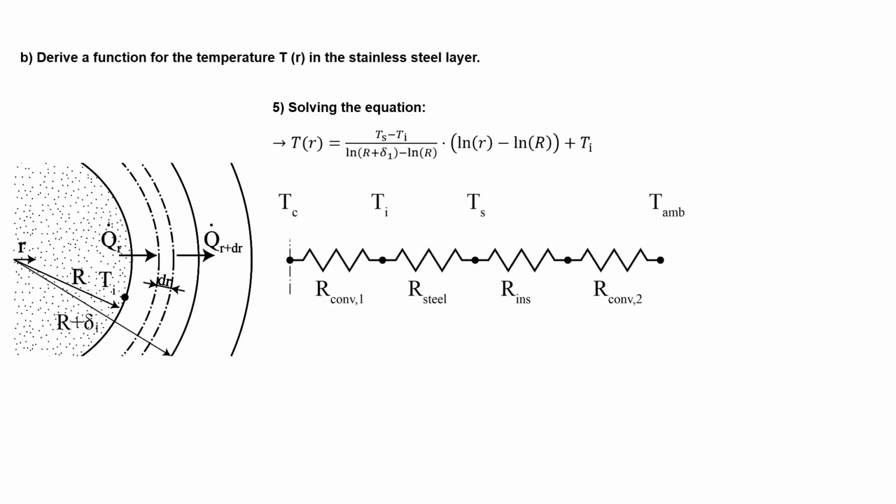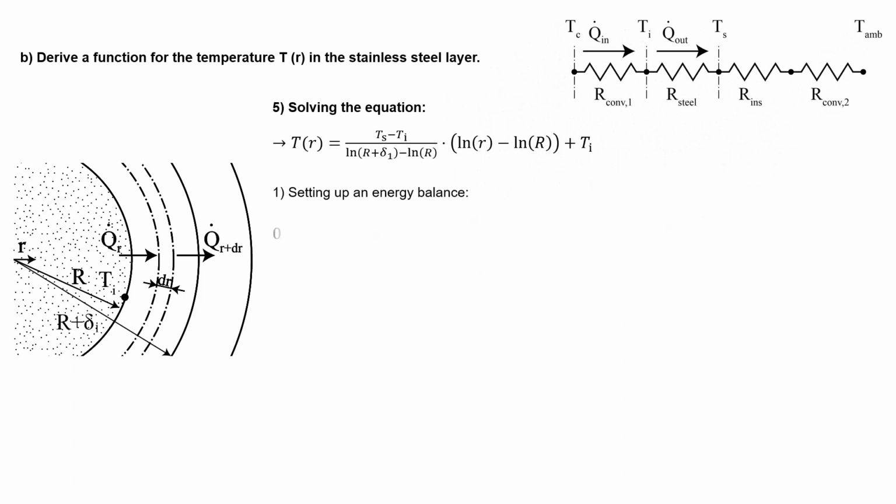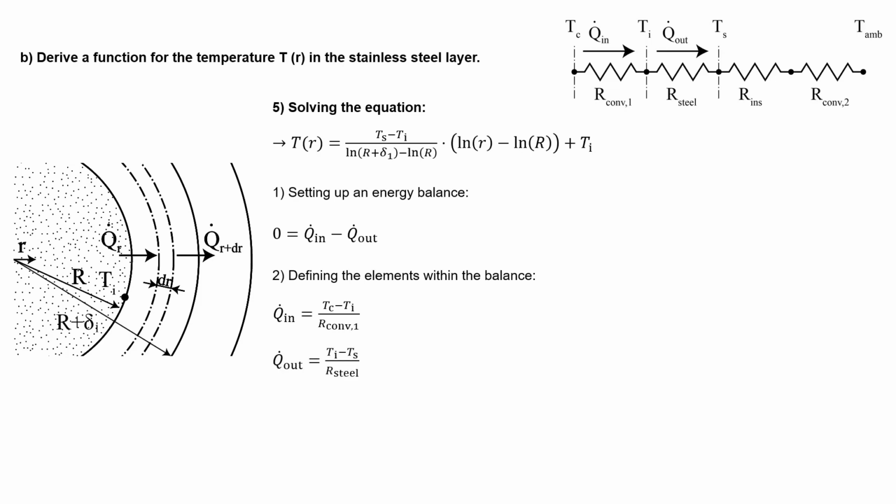We will use the flux that passes through the convection resistance inside and the flux that passes through the resistance of the steel layer. We already drew the balance above, which is simply that Q dot in equals Q dot out. To define the fluxes, we're going to use the temperature differences and the thermal resistances again, where Q dot in is equal to the temperature difference between the milk and the interface divided by the thermal resistance of the convection inside.